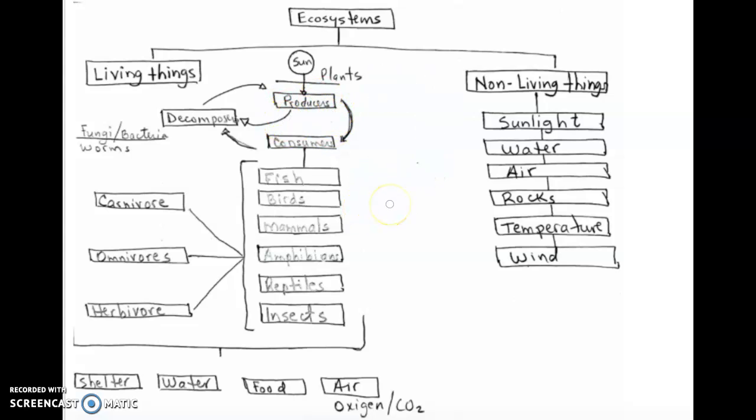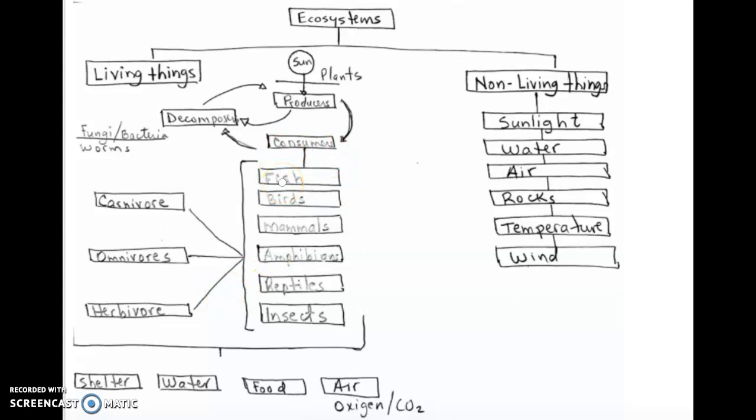Okay, let's talk about the consumers for a second. So we have fish, birds, mammals, amphibians, reptiles, and insects. Okay, if the consumer eats only meat or is a secondary consumer, we call them a carnivore. So that means that they eat other consumers. If the consumer eats both plants and meat, we call them omnivores. And if the consumer eats only plants, only eat producers, we call them herbivores.